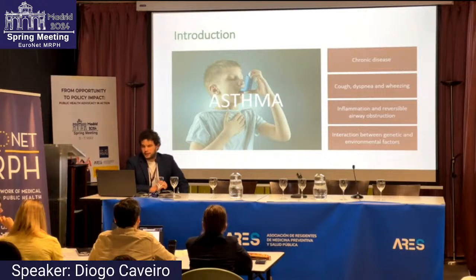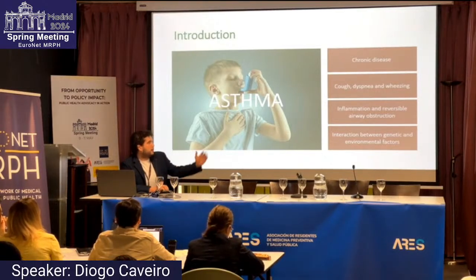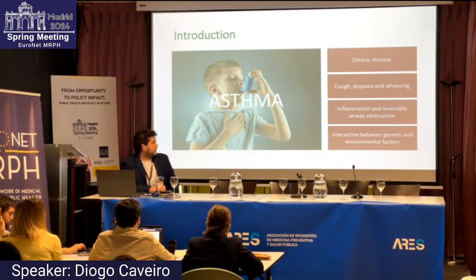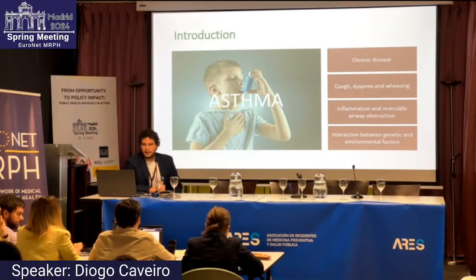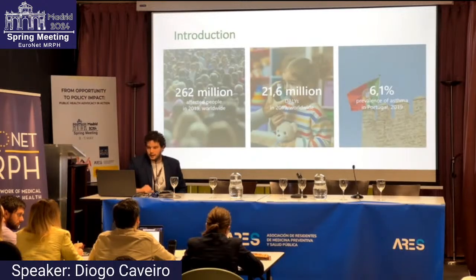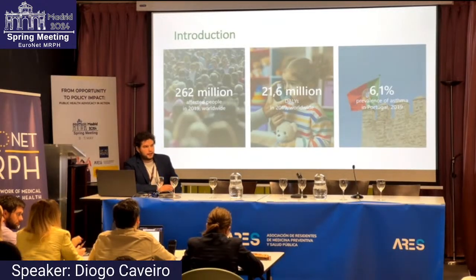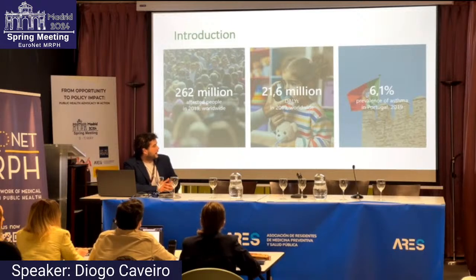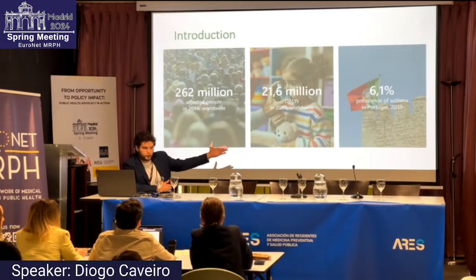And now for the introduction. Asthma, as we know, is a chronic disease characterized by cough, dyspnea, and wheezing, by inflammation and reversible airway obstruction. It is caused by an interaction between genetic and environmental factors. In this slide, we can see the impact of asthma worldwide and in Portugal as well.